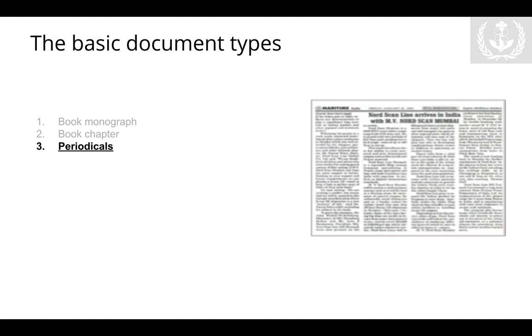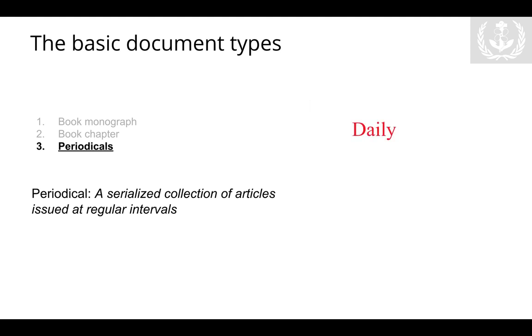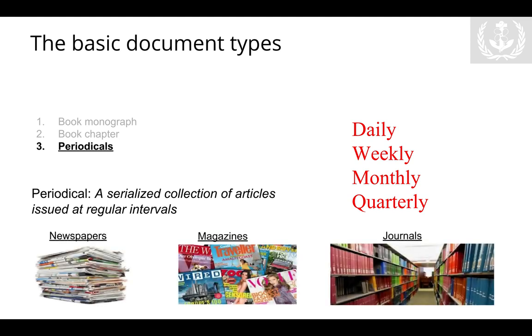Besides books and chapters, another type of document you will frequently encounter is the periodical. The periodical is a collection of articles issued periodically. As with essay chapters found in a compiled book, an article is also found within a larger publication, in this case, a journal, newspaper, or magazine.